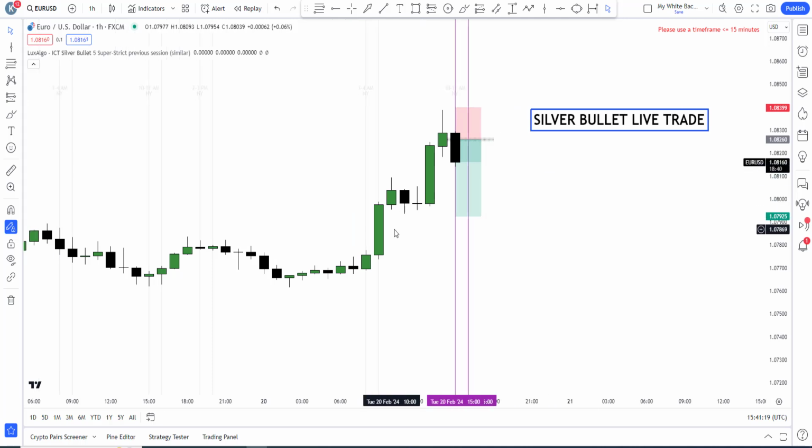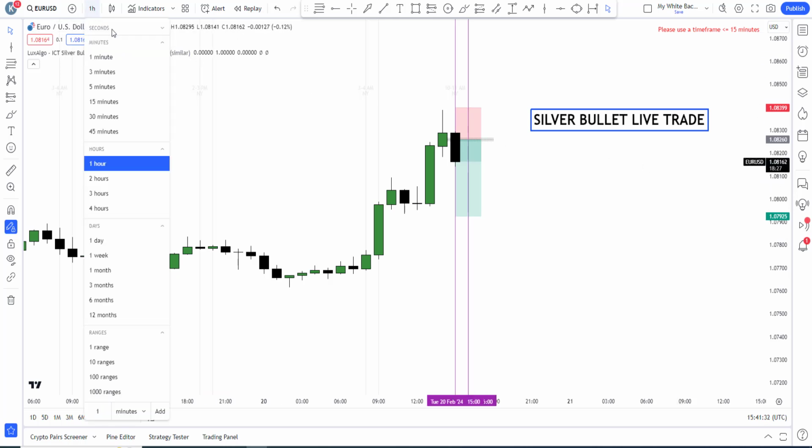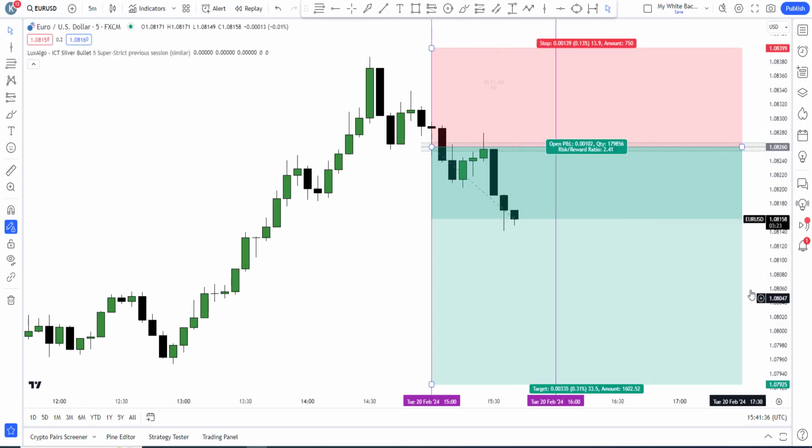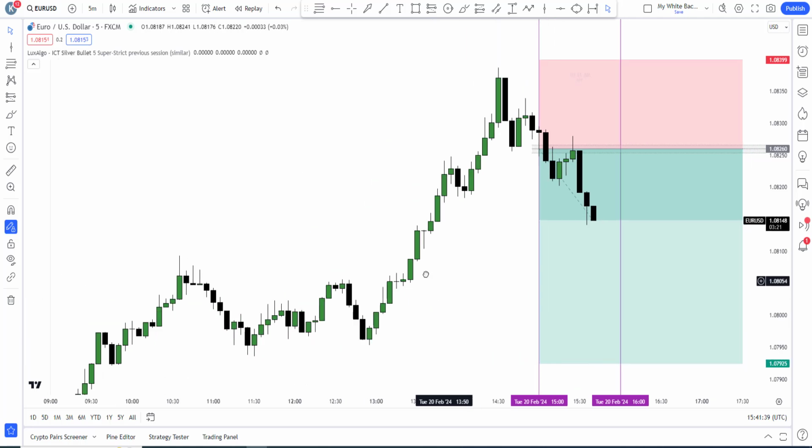The silver bullet strategy is a trend continuation or trend reversal pattern. You can use it for either. All you need is a fair value gap. But then I did something different on this particular one. I went to the 5-minute time frame on Euro USD. And what I saw was so crazy. I want to show you what I saw.